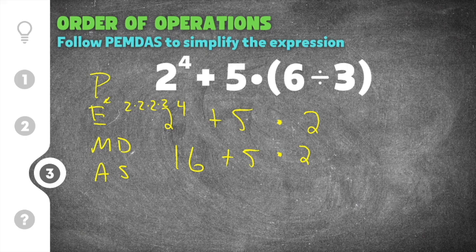Then we have to do any multiplication or division that is left. And again, don't make the mistake of thinking you're supposed to add first. We're going to multiply 5 times 2, which is 10. And then you bring down the 16 plus 10. And then finally, we can do any addition or subtraction. And we have 16 plus 10 for our addition, which is 26 when you simplify it. And the solution to this order of operations expression is 26.